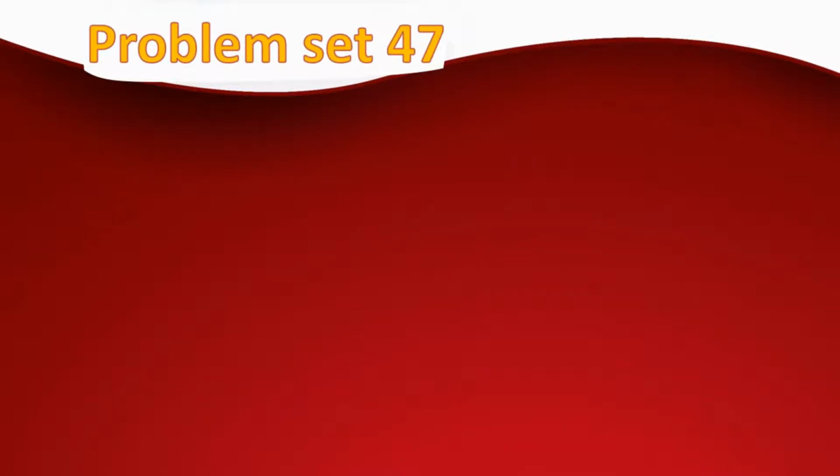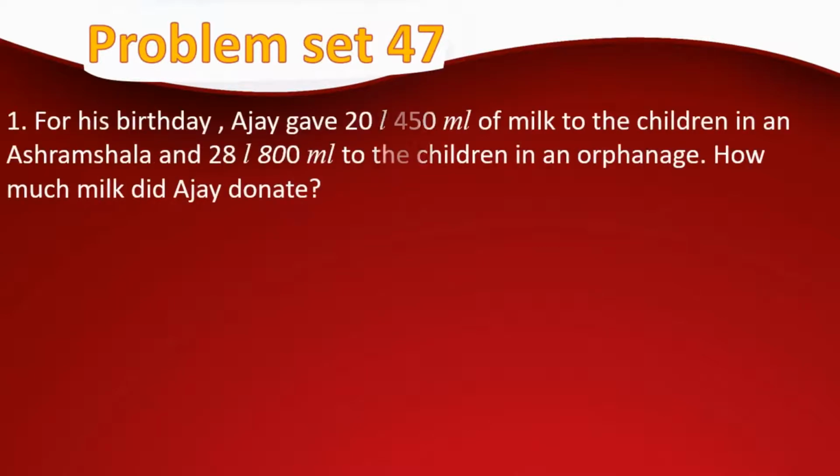Let us solve problem set 47. First question is, for his birthday, Ajay gave 20 liter 450 milliliters of milk to the children in an ashram shala and 28 liter 800 milliliter to the children in an orphanage. How much milk did Ajay donate?